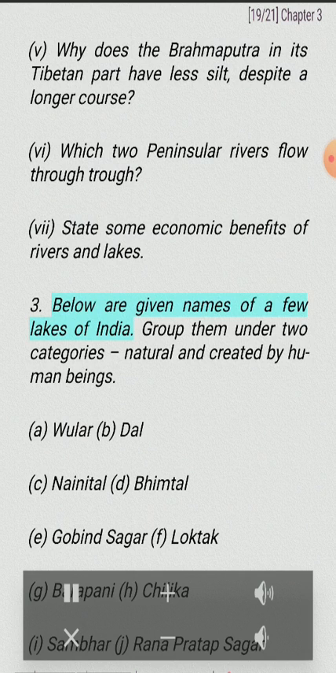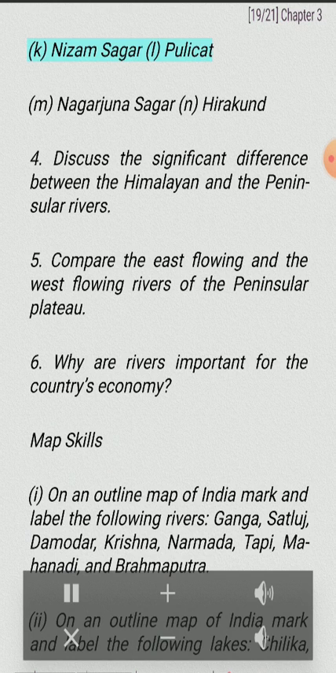3. Below are given names of a few lakes of India. Group them under 2 categories, natural and created by human beings. A. Wooler. B. Dal. C. Nainital. D. Bhimtal. E. Gobind Sagar. F. Loktak. G. Barapani. H. Chilika. I. Sambar. J. Rana Pratap Sagar. K. Nizam Sagar. L. Pulikat. M. Nagarjuna Sagar. N. Purulia. 4. Discuss the significant difference between the Himalayan and the peninsular rivers. 5. Compare the east-flowing and the west-flowing rivers of the peninsular plateau. 6. Why are rivers important for the country's economy?